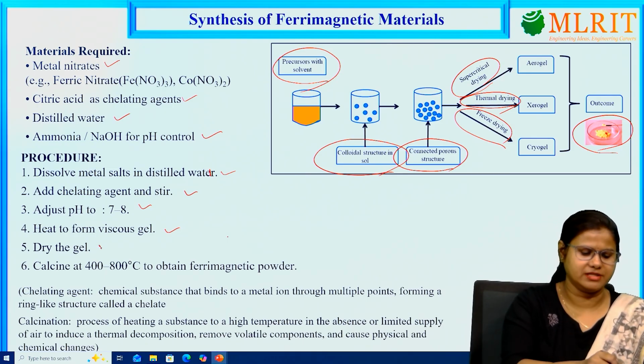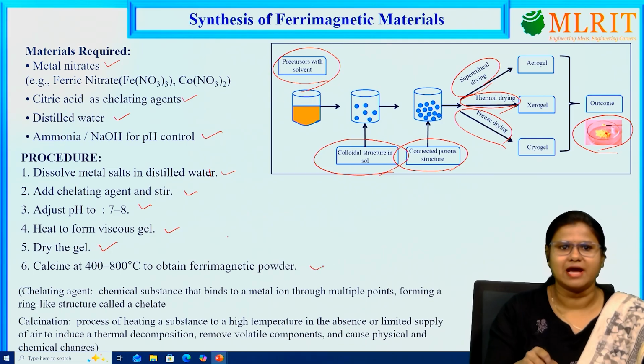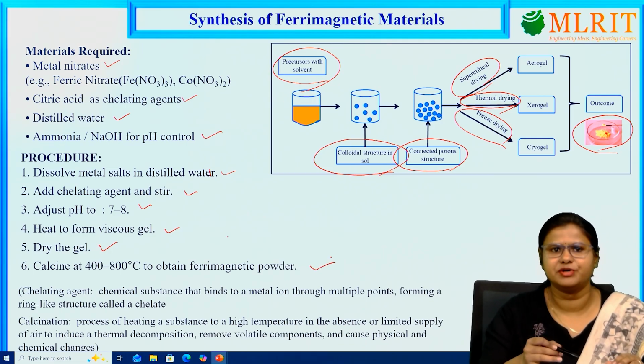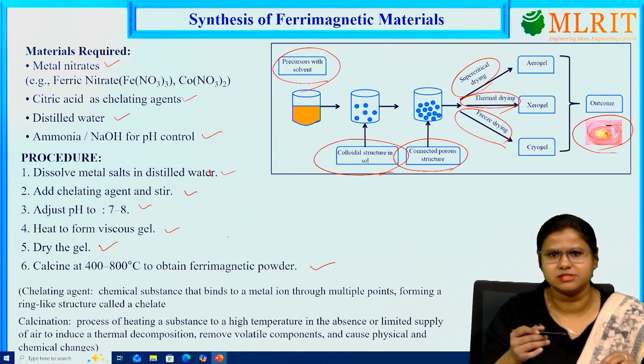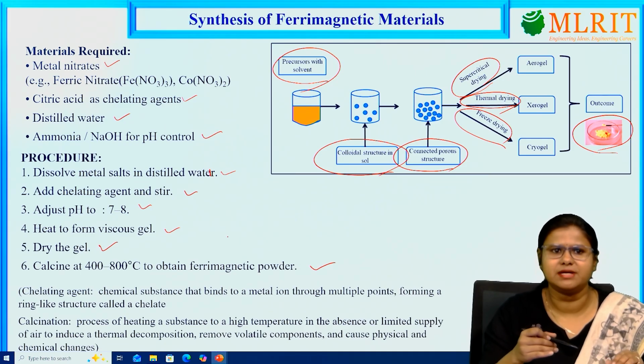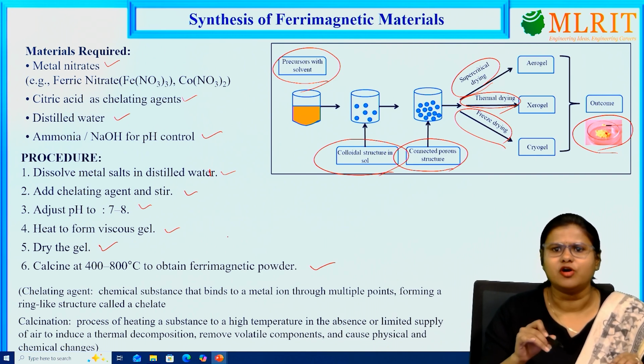So we dry the gel, then we do calcination at 400 to 800 degrees Celsius to obtain ferrimagnetic powder. What is this calcination? This is a process of heating a substance to a high temperature in the absence or limited supply of air to induce thermal decomposition, remove volatile components, and cause physical and chemical changes.